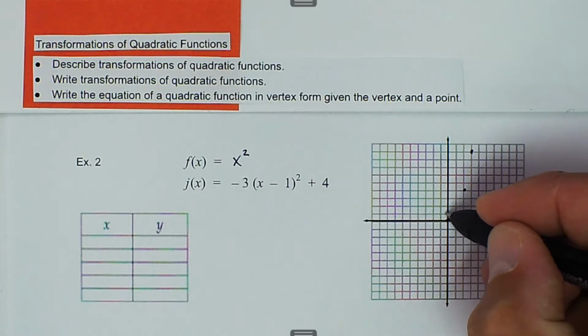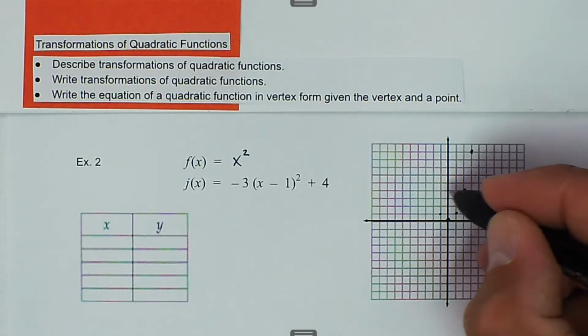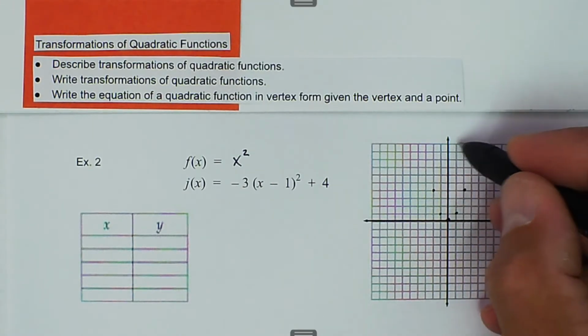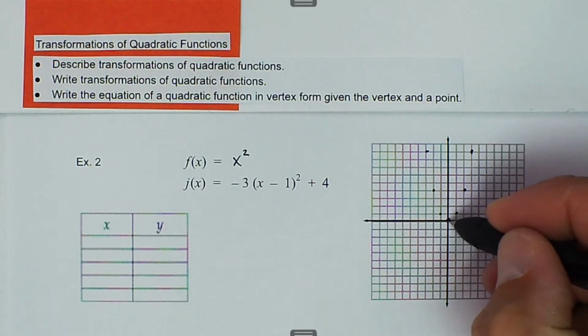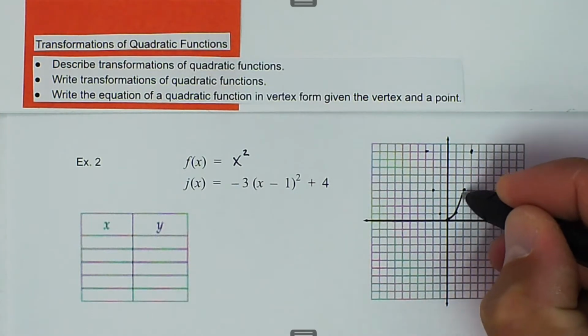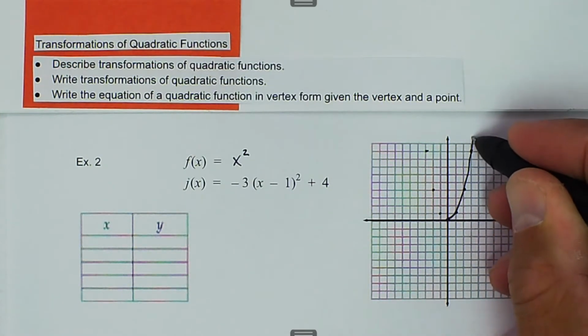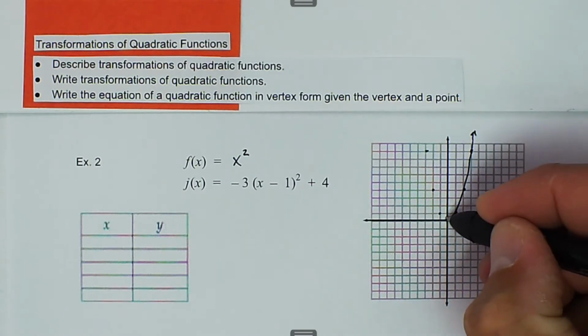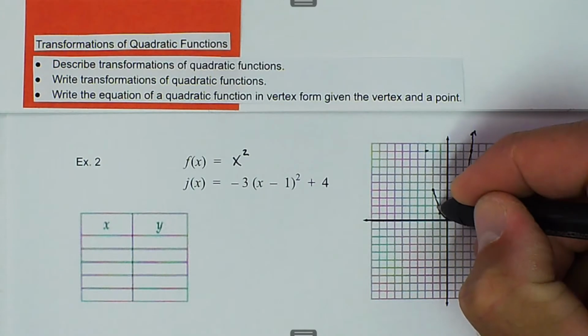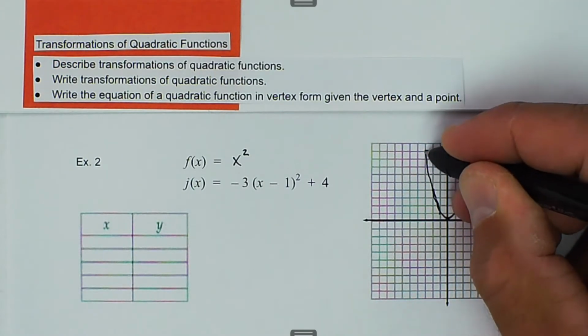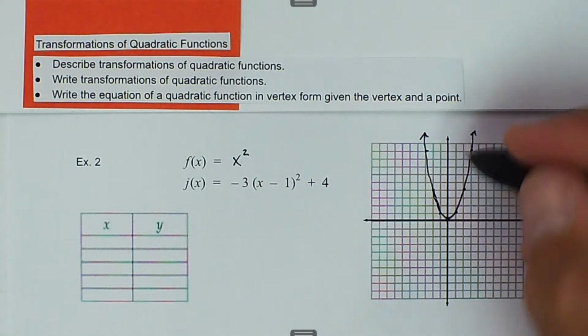So over 1, so back 1. Over 2, back 2. Over 3, back 3. 1, 2, 3. So then we have our parent function there. So if we just focus on how we get our first couple points of our parabola as we head to the right away from the vertex.